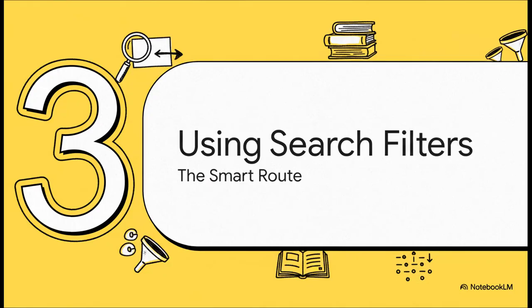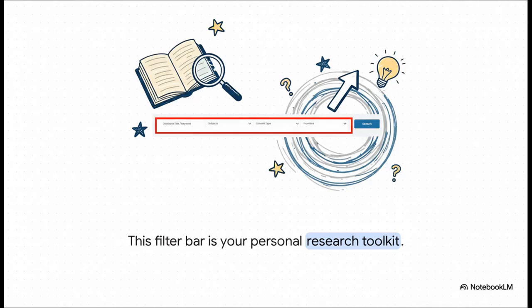But what if you don't know the name of a database? What if all you have is your topic? Well, this is where you can work smarter, not harder. This is where we use the filter tools. Take a look at this filter bar right at the top of the page. I want you to think of this as your personal command center. This little toolkit is going to let you slice and dice that huge list of 107 databases into a short, manageable, and most importantly, super relevant list made just for you.